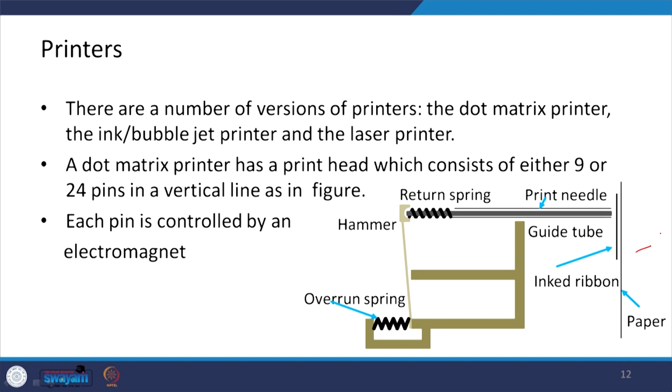So, we have the print needle over here, there is an ink ribbon, you put paper over here, there is a return spring hammer, and there is an overrun spring. This way, when the needle impinges on the inked ribbon, you get those characters on the paper.